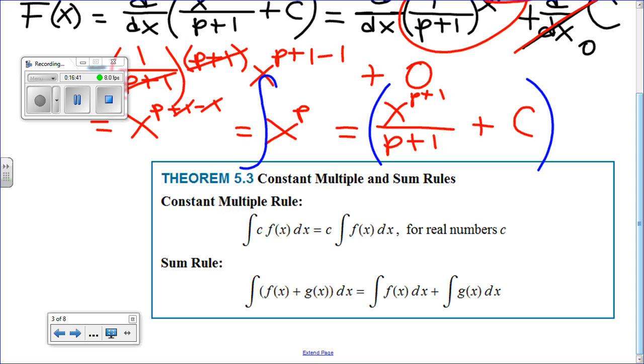Okay, now theorem 5.3, if we have a constant or two functions adding to each other, then there are things that we can do to make our job easier. So, for example, here, constant c could be factored out. Yes, like a limit. So they do share a lot of properties. We can factor that out. And then if we have two functions adding each other inside the integrand, then we can do one integral at a time. So we could just split them into two integrals. So the integral of a sum is equivalent to the sum of two integrals.